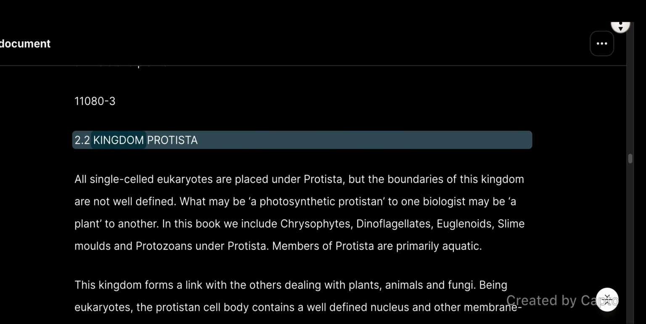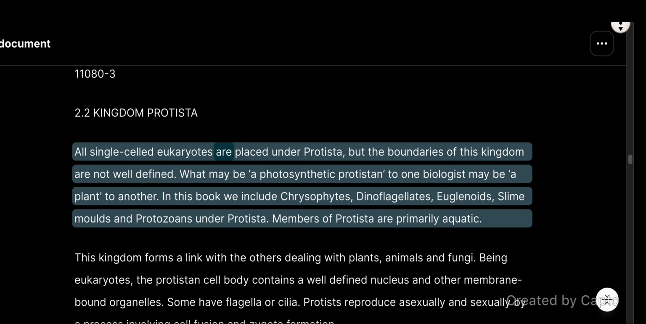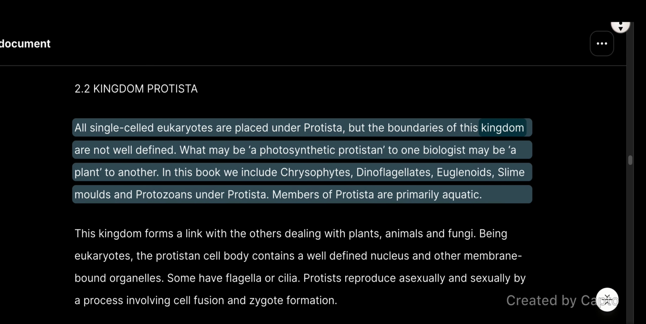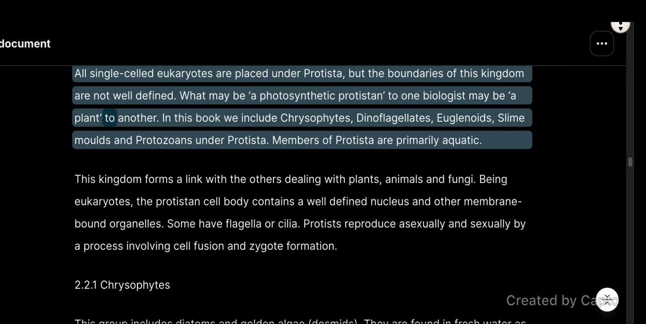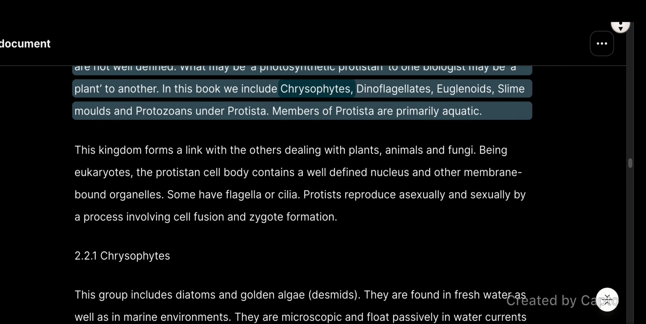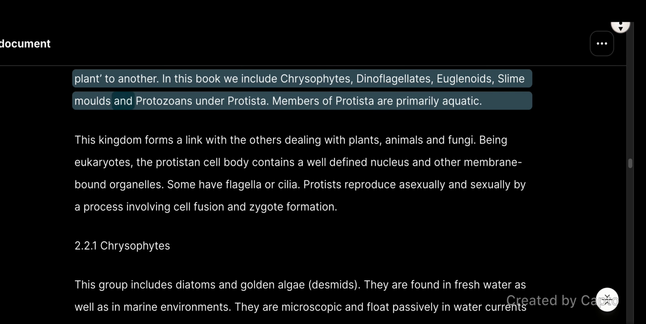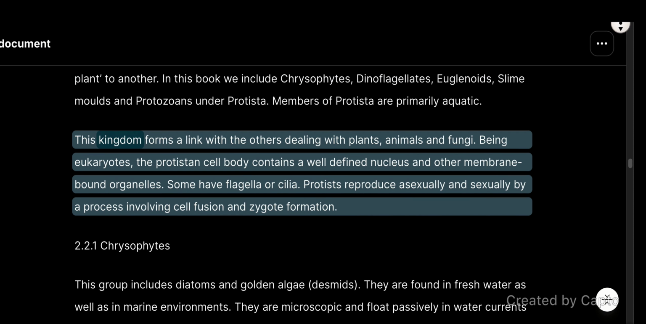2.2 Kingdom Protista. All single-celled eukaryotes are placed under Protista, but the boundaries of this kingdom are not well defined. What may be a photosynthetic protistan to one biologist may be a plant to another. In this book, we include chrysophytes, dinoflagellates, euglenoids, slime molds, and protozoans under Protista. Members of Protista are primarily aquatic. This kingdom forms a link with the others dealing with plants, animals, and fungi. Being eukaryotes, the protistan cell body contains a well-defined nucleus and other membrane-bound organelles. Some have flagella or cilia. Protists reproduce asexually and sexually by a process involving cell fusion and zygote formation.